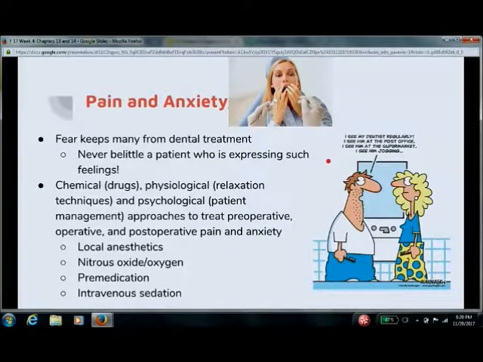So we're going to cover local anesthetics, nitrous oxide and oxygen to some degree, not very deeply, pre-medication a little bit, and IV sedation or intravenous sedation a little bit.